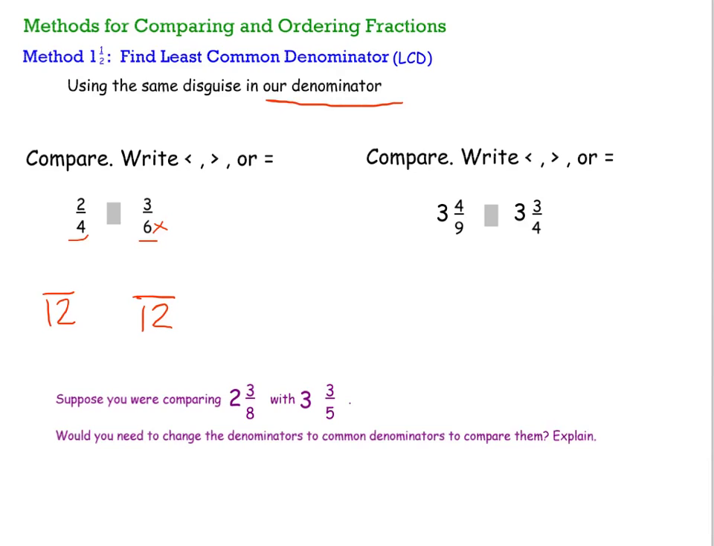And then I know all I need to do with 6 is multiply it by 2 to get 12. So 3 times 2 is 6. And then to multiply 4, I multiply it by 3 to get 12. So 3 times 2 is also 6. And this one then is equal. 2/4 is the same thing as 3/6.